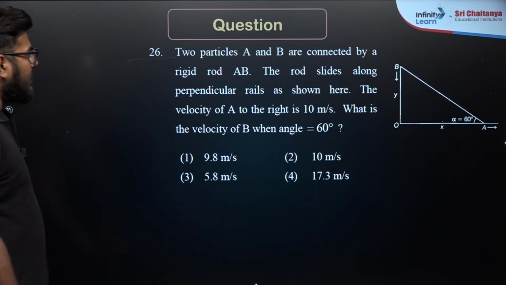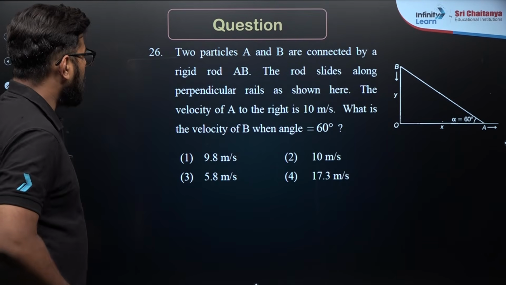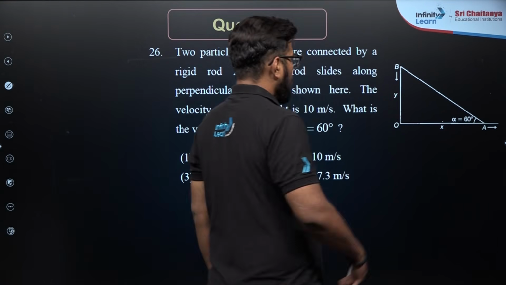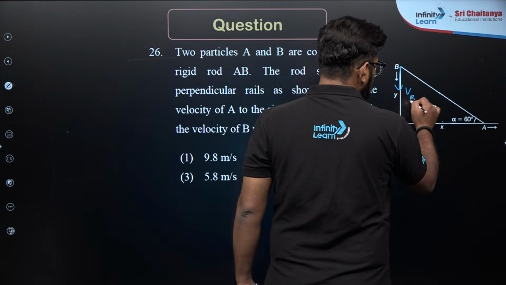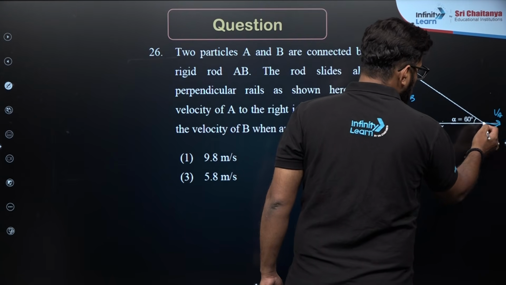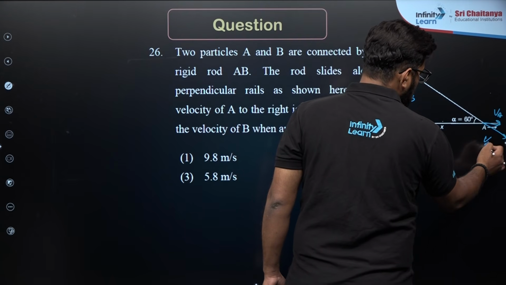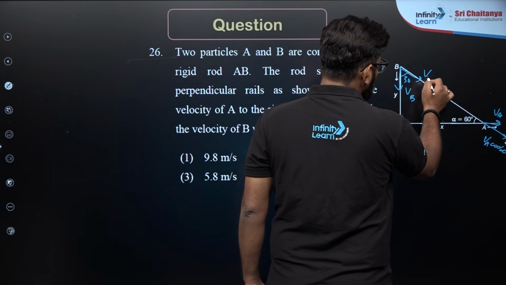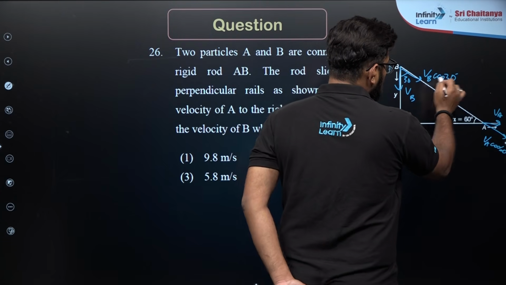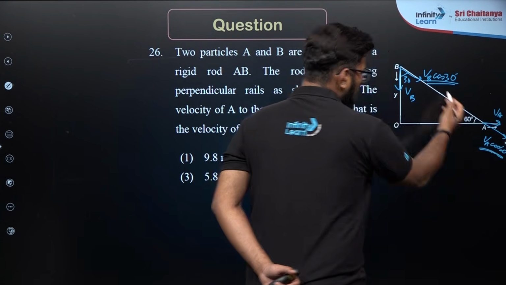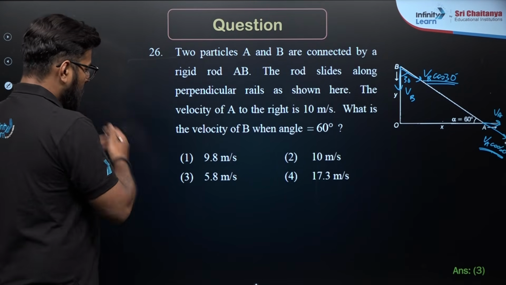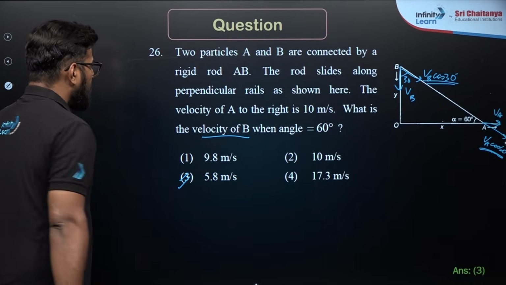Right. Two particles A and B are connected by a rigid rod. The rod slides along perpendicular rails. Okay, so here what is the velocity of B? See, this is VB, this is VA. Now the component of VA along this is 60, so it will be VA cos 60. And this is 30, so it will be VB cos 30. Now basically this value and this value will be same because this is the condition of a rigid body. Based on this, option number 3 will be correct, the velocity of B.